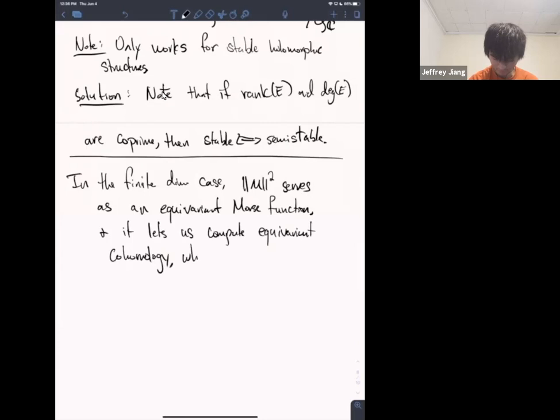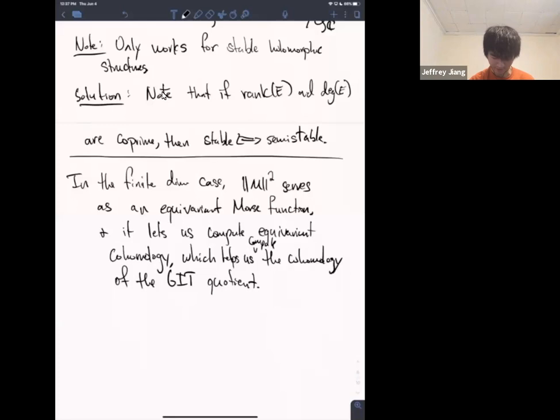And what this does is it tells us the cohomology of the GIT quotient. Or maybe not tells us, but helps us compute. And then this uses the Morse stratification. So you can look at the gradient flow of some Morse function, and then this gives you a stratification of your space. And then if your Morse function is nice, you can essentially use the cohomology of the strata, and then they're nice building blocks to get you the cohomology of the total space.